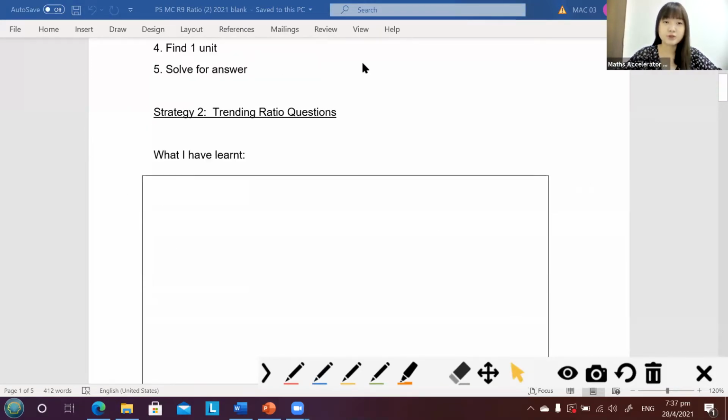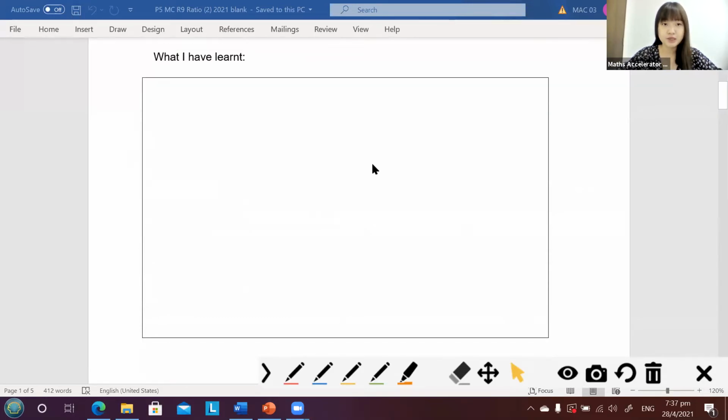And then strategy 2 will be touching on some trending ratio questions, which means questions that are commonly seen in your exam papers. At any point in time, if you feel that you need to write down any notes, you can fill it in into this box here, so you have everything with you when you're going to revise for your exam.